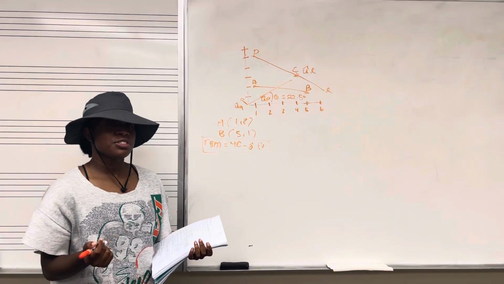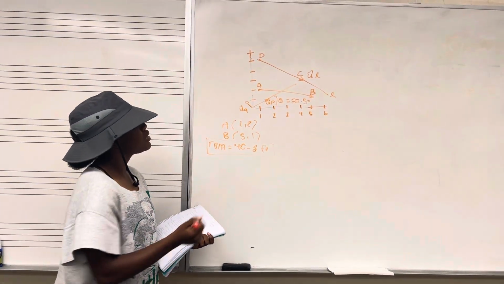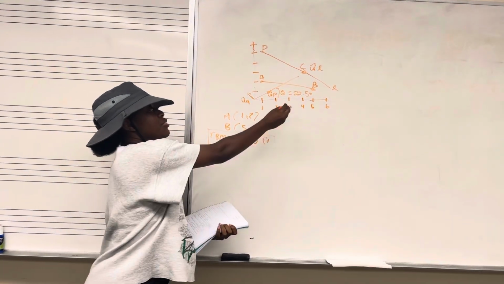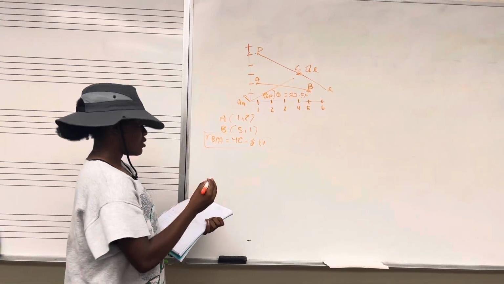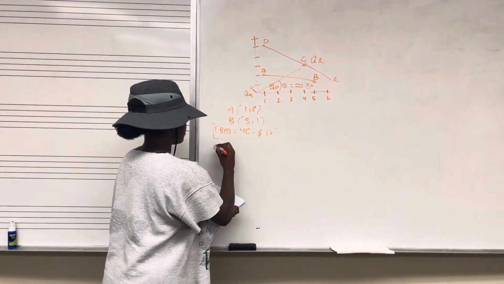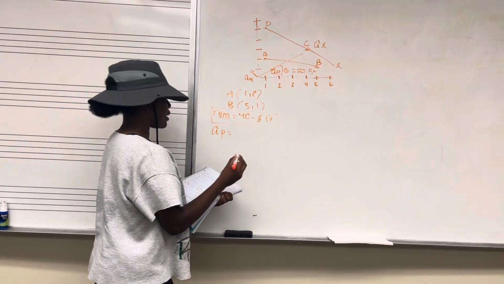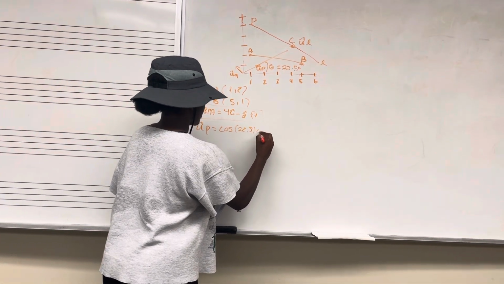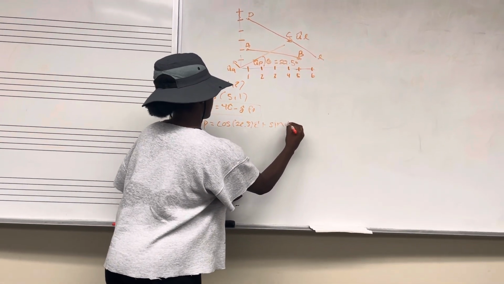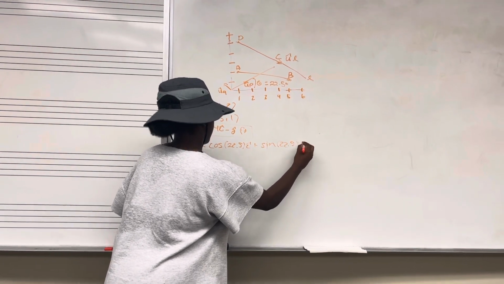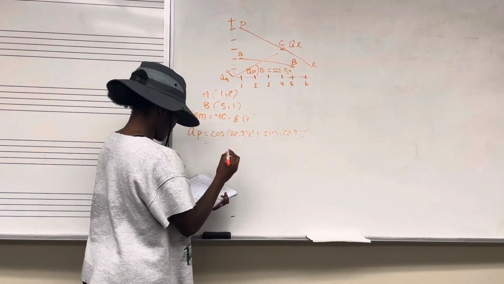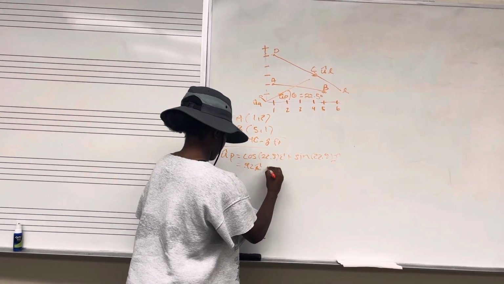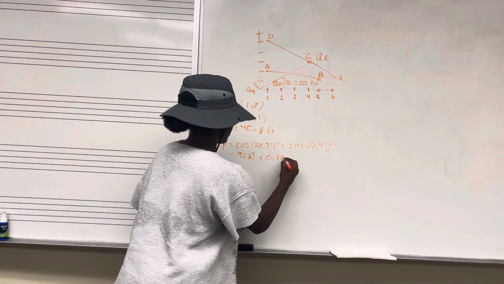The next thing you want to do is find the unit vector for P. All we know about P is this angle, which is 22.5 degrees. So we can use that to find it by saying the x component is cosine of the angle times I hat plus sine of the angle times J hat. This simplifies to 0.92 I hat plus 0.38 J hat.